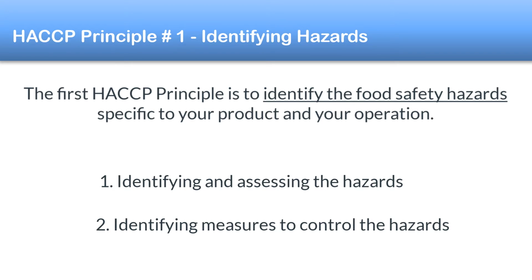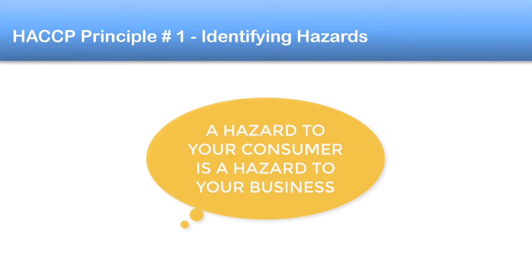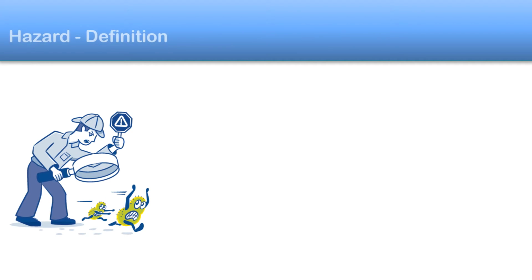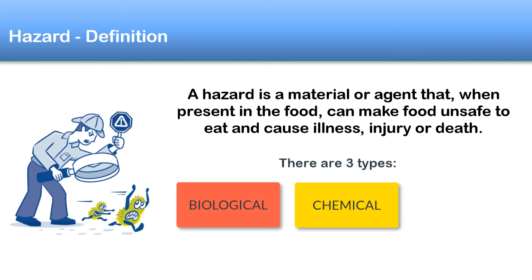Your focus should be on identifying food safety hazards that are likely to cause illness or injury if they're not controlled. And remember that any hazard to the consumer is a hazard to your business. Identifying food safety risks to the public and controlling them is a wise business decision, not just a regulatory requirement. But first, what is a hazard? A hazard is a material or agent that, when present in the food, can make food unsafe to eat and cause illness, injury, or death. In the food processing industry, there are 3 general types of hazards: biological, chemical, and physical.